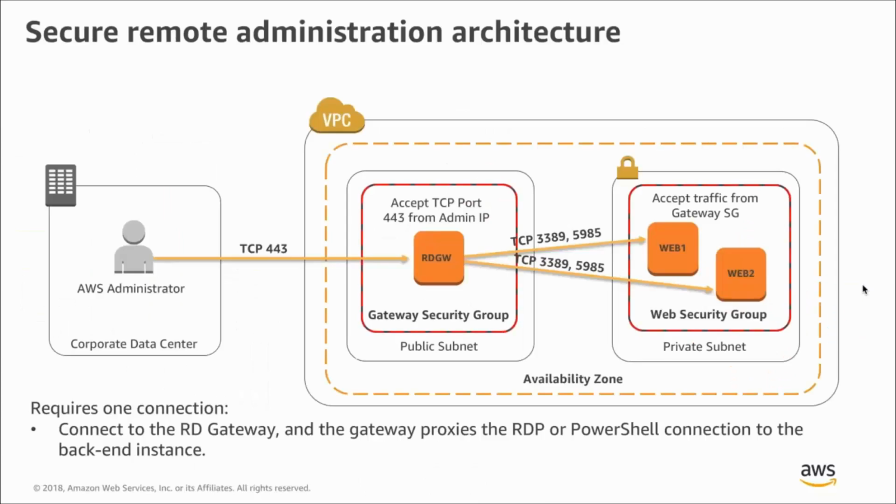As we talk about security, a very common way to secure Windows workloads is to use a remote desktop gateway, which you may have seen in the previous architecture diagrams, but some people will call this a jump box or a bastion host. But the idea is that you set up a remote desktop gateway on the perimeter of your VPC, and then you allow access from your corporate data center into that machine, and then that will proxy additional RDP or PowerShell connections to your backend instances. So this is a very common architecture that we see our Microsoft customers use on AWS.